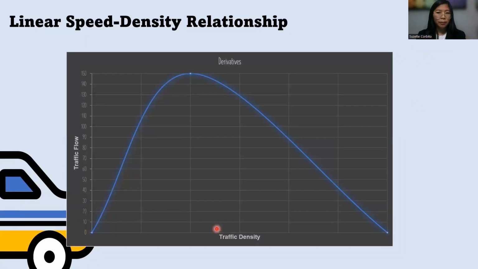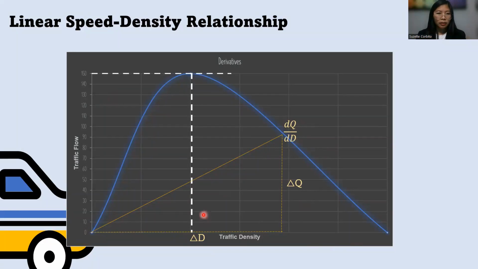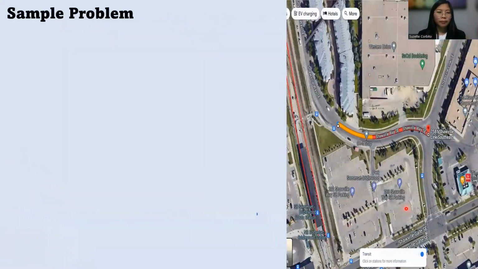We can correlate this relationship with the traffic flow analysis through differentiation. Assuming this is the traffic flow in relation to the traffic density and this is their slope, the rate of change of the traffic flow with respect to the traffic density, or its slope, is the same as its derivative. We can also get the maximum traffic flow on this side based on this graph. To simply put it, the slope, or the change in traffic flow over the change in density, that is its derivative, that is its slope.